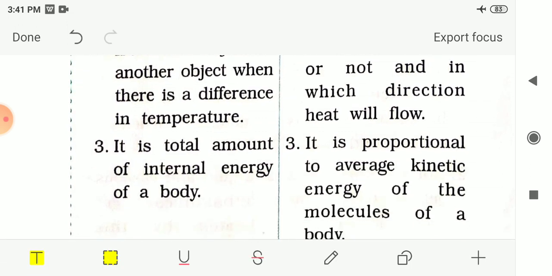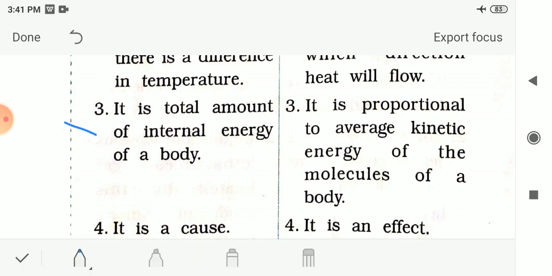The next difference between these two: heat is the total amount of internal energy of the body. Whatever energy is present in the body or object, heat is the total amount of that internal energy. Whereas temperature is proportional to the average kinetic energy of the molecules of a body. So this is the difference between temperature and heat.